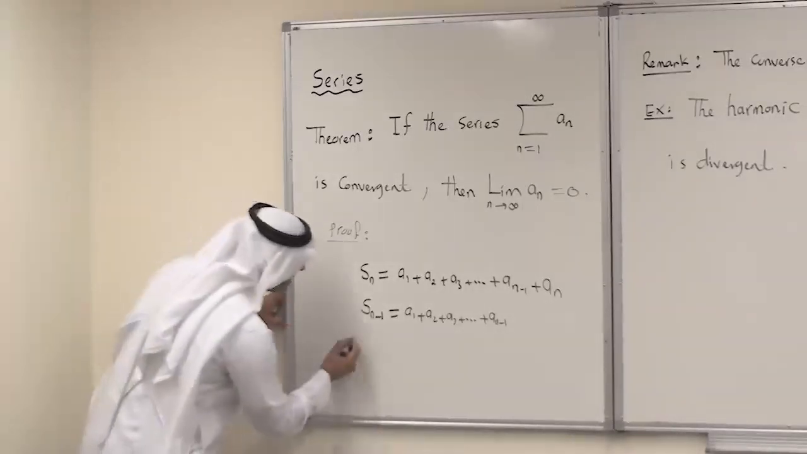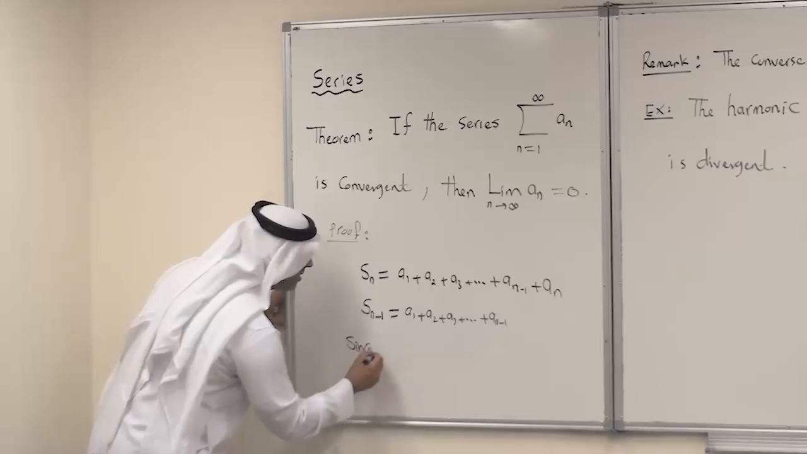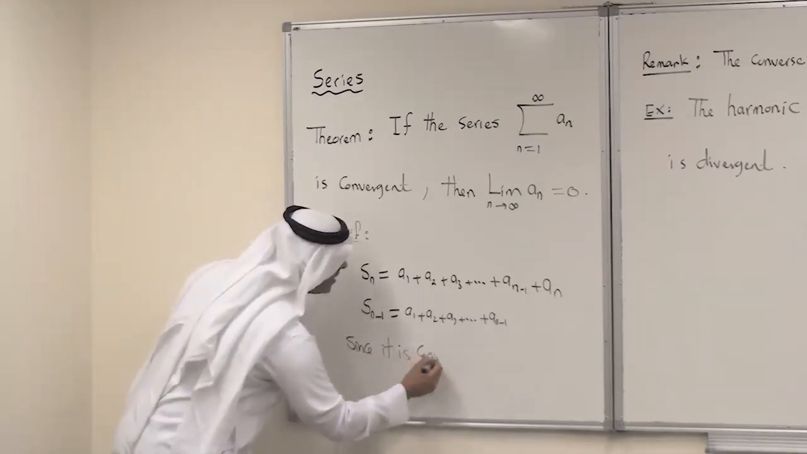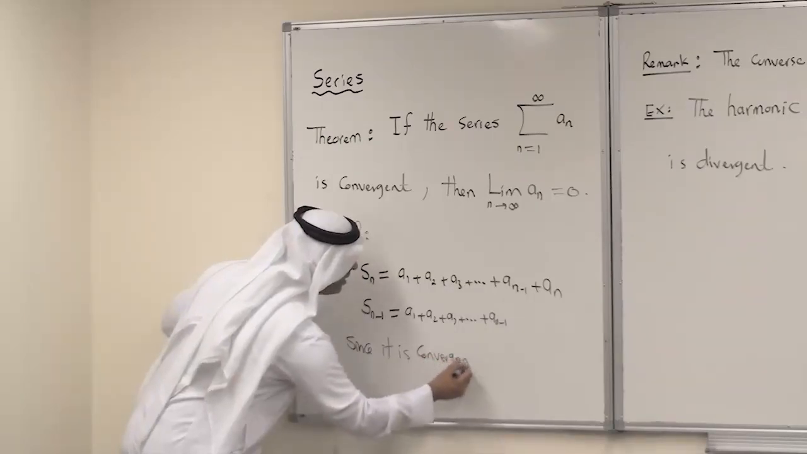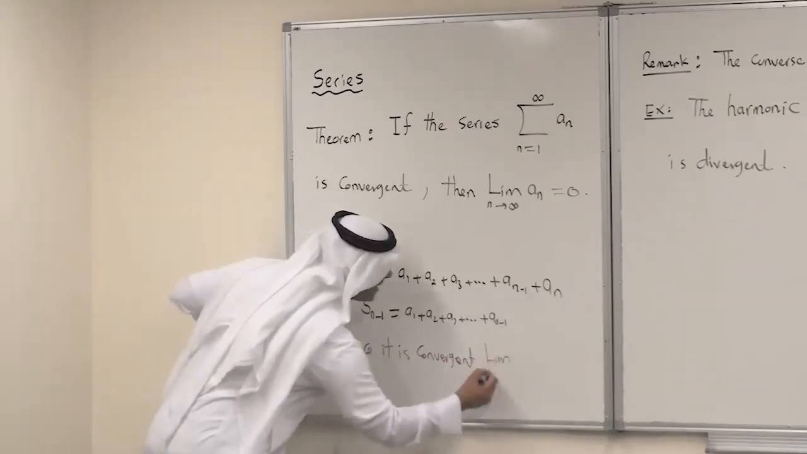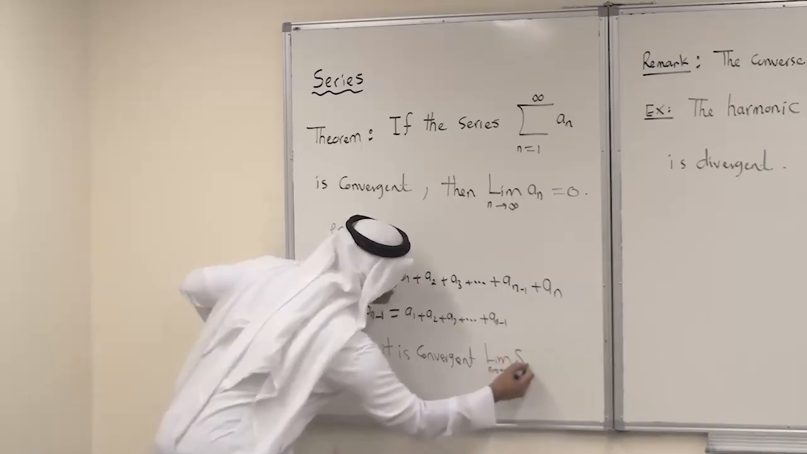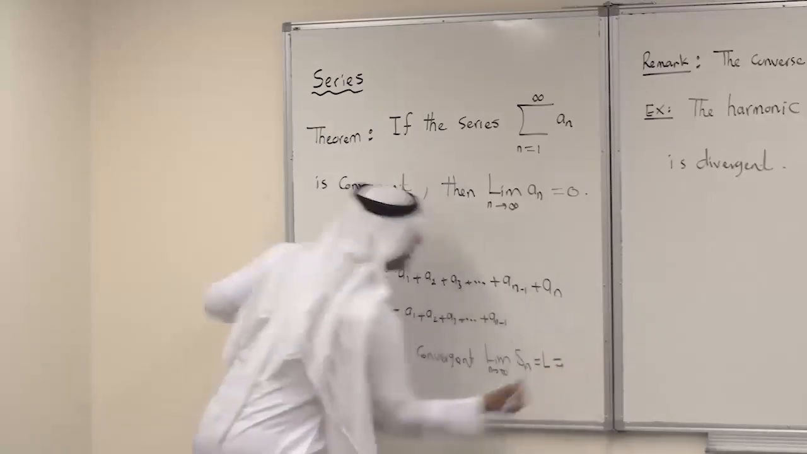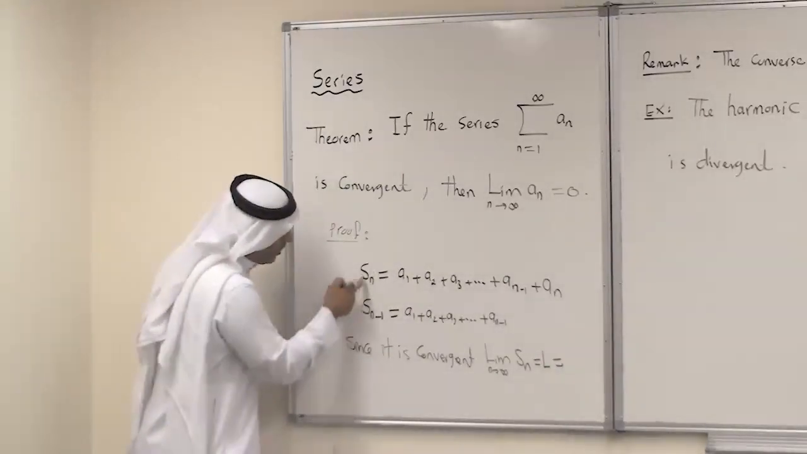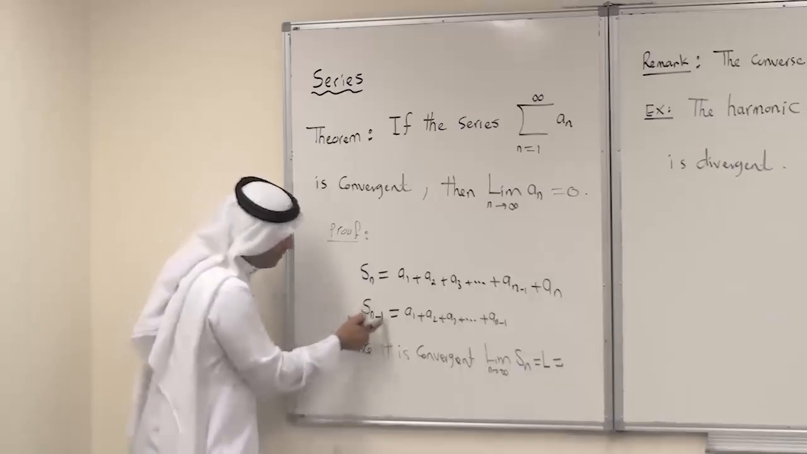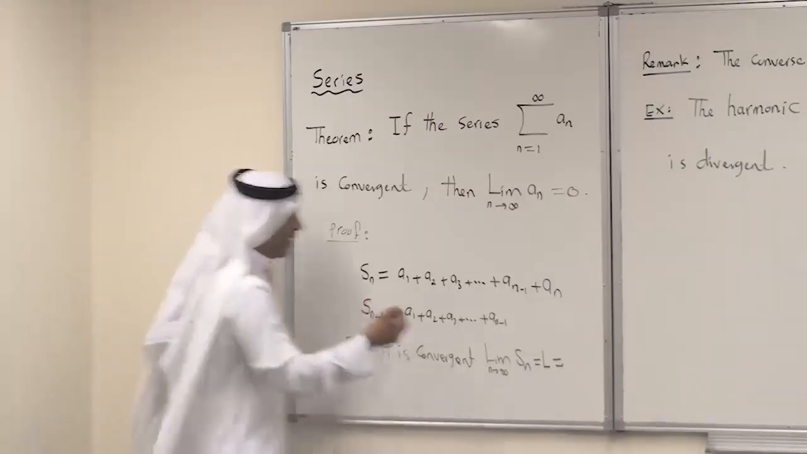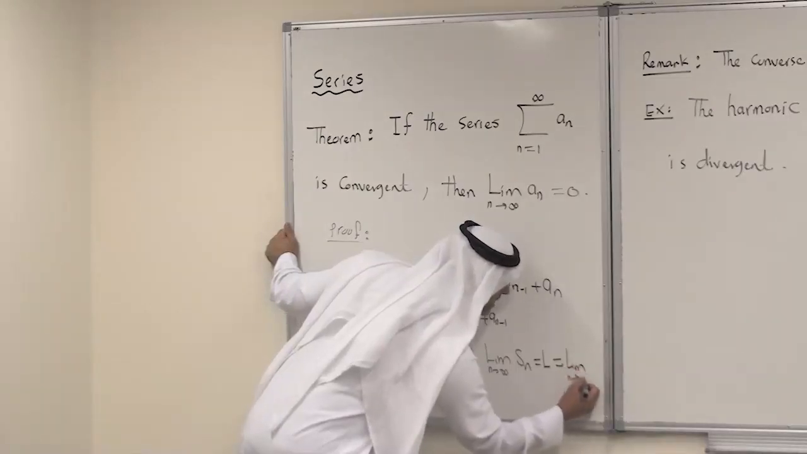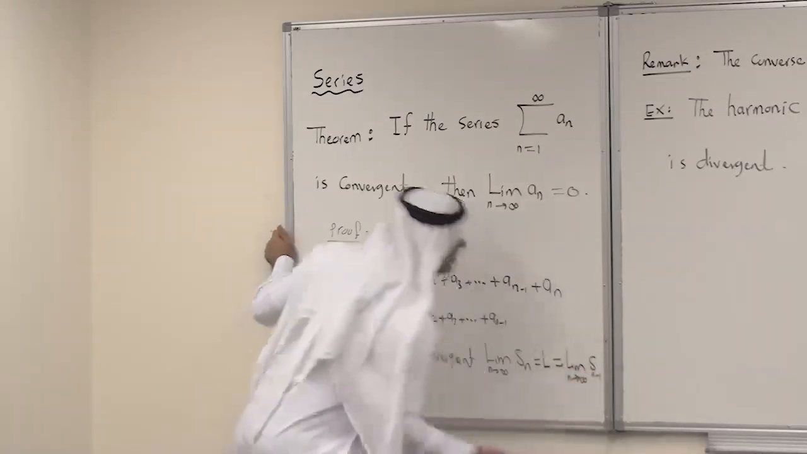Now, since the series is convergent, it's given that it is convergent, what does convergent mean? It means the limit of Sn as n goes to infinity is a finite number equal to L. But this is equal to what? As n goes to infinity, both of them will go to the same limit here, because n minus 1 goes to infinity and n goes to infinity. So it means also the limit of Sn is the same as the limit of Sn minus 1 as n goes to infinity.